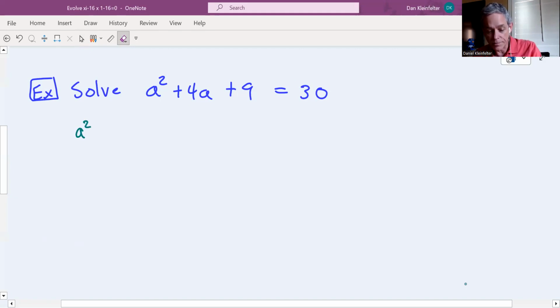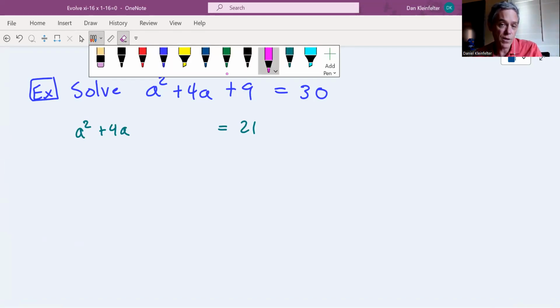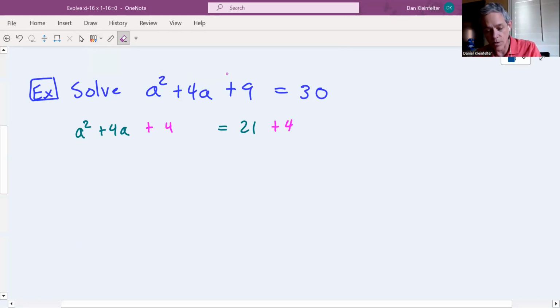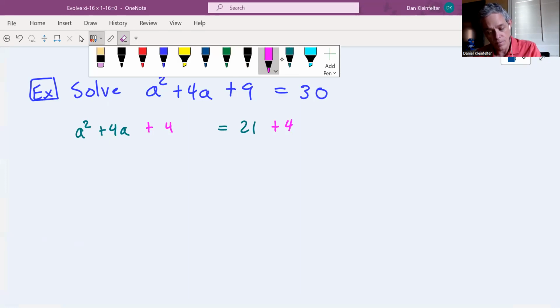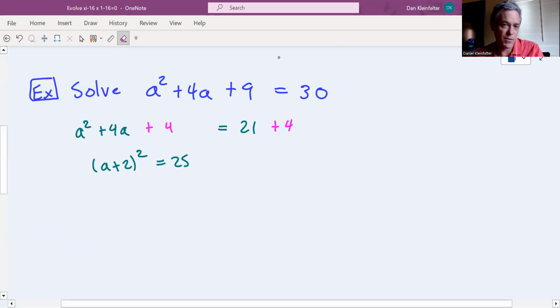All right, so what I'm going to do is subtract the 9 from both sides to make it so that we have a little space there and just terms involving a on the left side. Taking a look, half of 4 is 2. 2 squared is 4. We should add 4 on both sides. Okay, now we'll have a plus 2 squared on the left and 25 on the right.